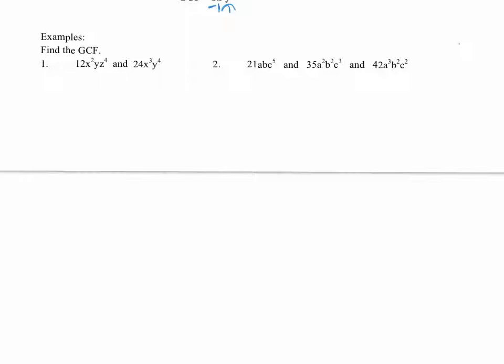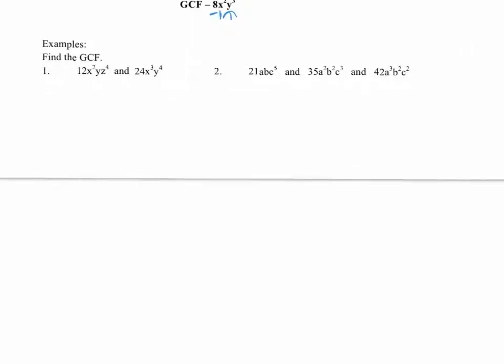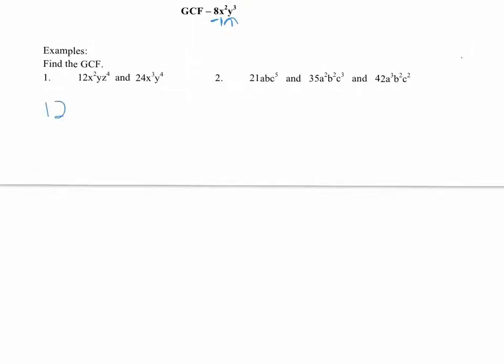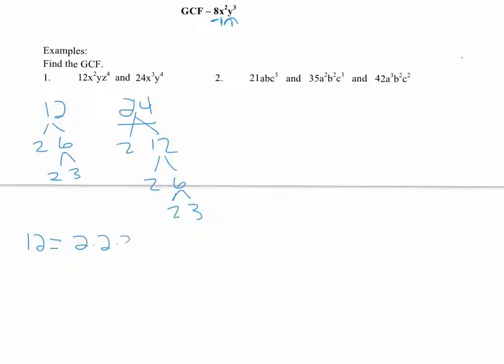All right, we have 12x to the second, y, z to the fourth. Let's look at our numbers first. So we've got 12, and I'm going to do a factor tree, which is 2 and 6. 6 is 2 and 3. 24, well, that's 2 times 12, and we just did 12, which is 2 and 6 and 2 and 3. So for 12, it's 2 times 2 times 3, and for 24, it's 2 times 2 times 2 times 3.